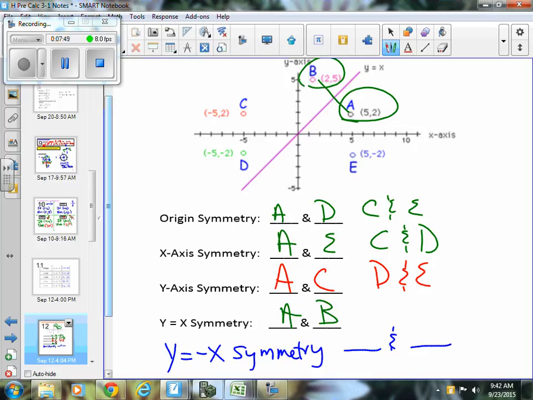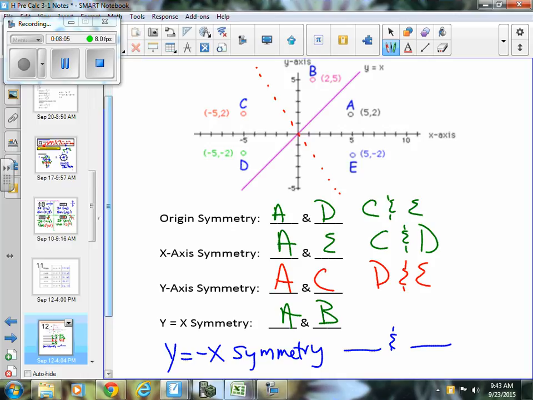So the pair A and B would be your y equals x symmetry. All right, last one, y equals negative x. That would be putting in this line right here. And we need to find which points would have that relationship. So y equals negative x.